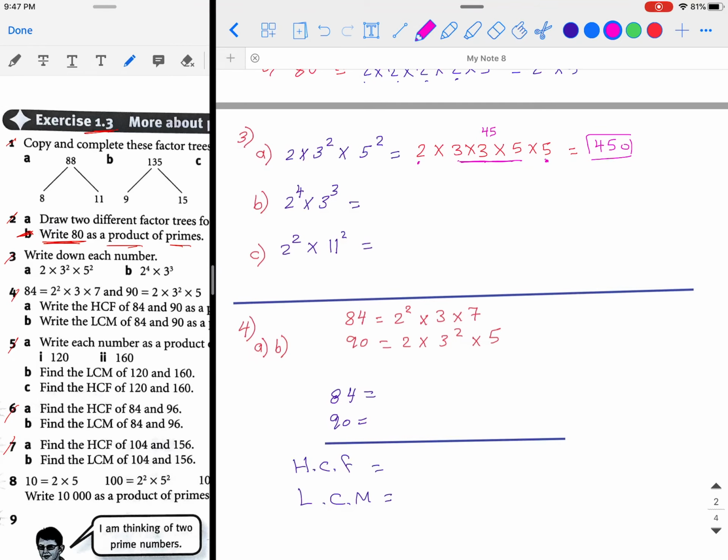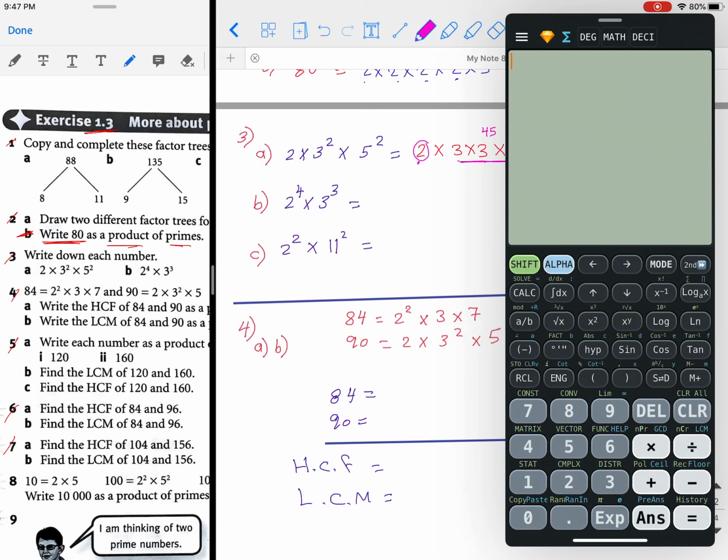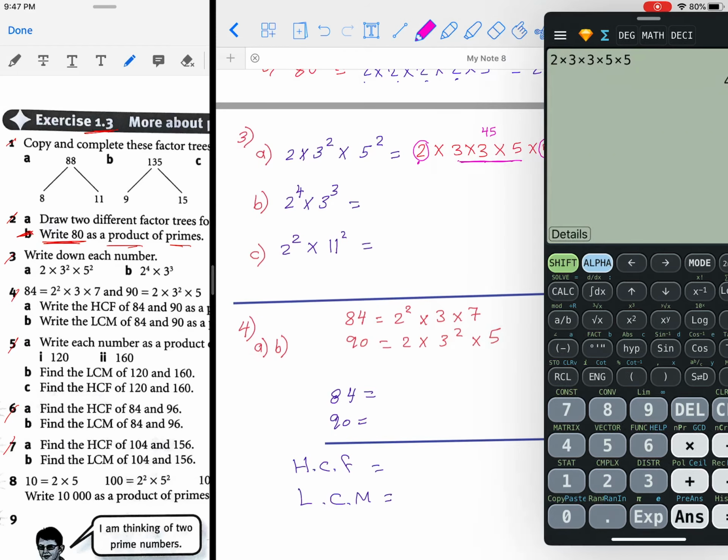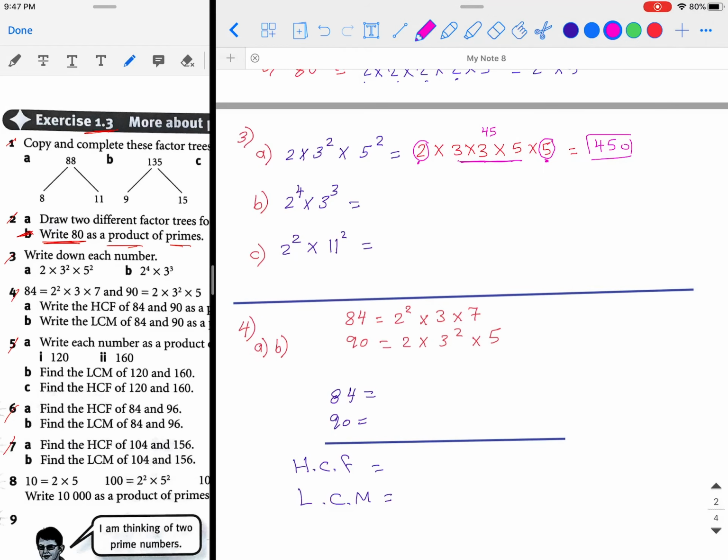Again, I have in the middle 3 and 3 and 5. So 3 by 3 is 9. 9 multiplied by 5 equals 45. The remaining is one 2 and one 5. That means 2 by 5 equals 10. So 10 by 45 you will get 450. You can also use your calculator here. 2 multiplied by 3 multiplied by 3 multiplied by 5 multiplied by 5, you get 450, the same.